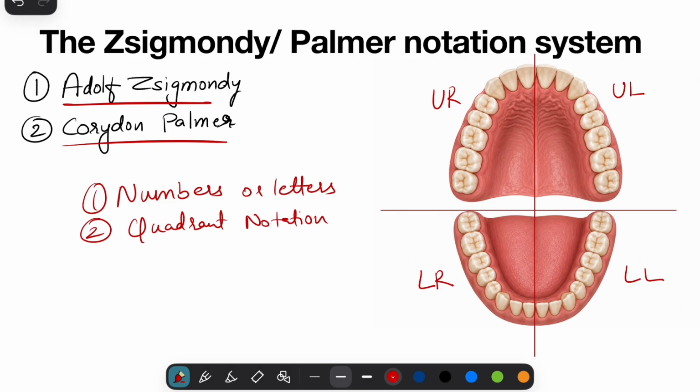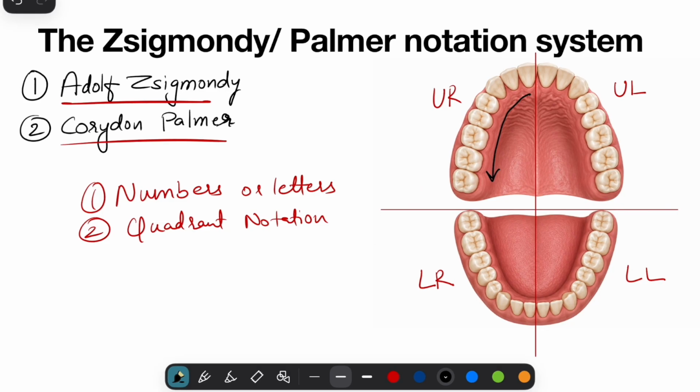Now within each quadrant, teeth are numbered from the midline and move posteriorly. Okay, we'll start numbering from the midline and we'll move posteriorly. And this is the most important concept in the Palmer notation. So always remember this: we are going to start numbering from the midline and will move posteriorly. So the permanent teeth in each quadrant are numbered from 1 to 8.